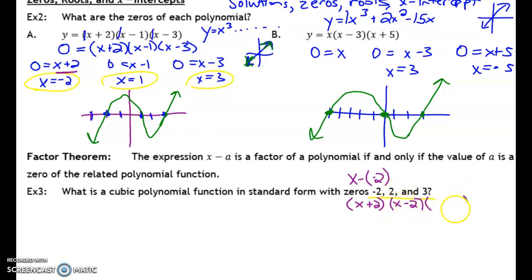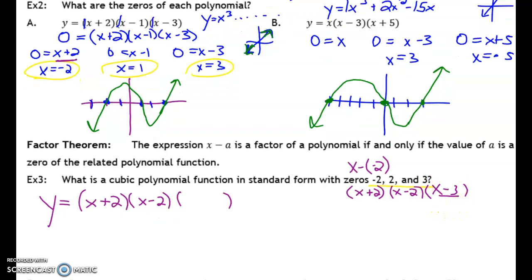What would this third one be? Would it be x plus 3, or would it be x minus 3? All right, so what we're going to do is multiply the 3 factors together. So that third factor should have been x minus 3, because it was positive, so do the opposite.